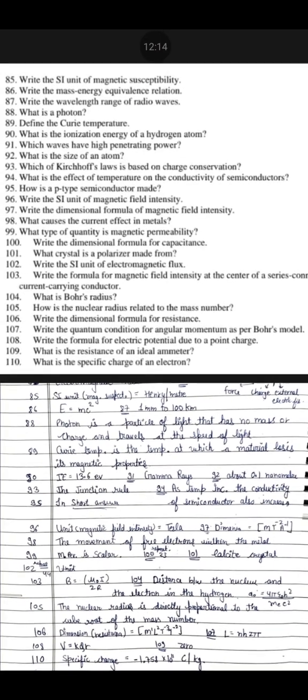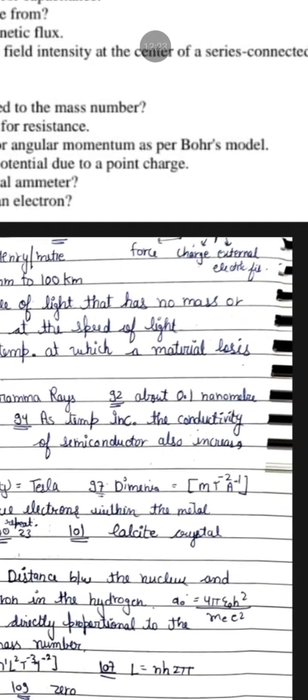Formula of magnetic field intensity at the center of a loop, ये तो इसमें दिया है, B is equal to mu I upon 2r. What is Bohr's radius? Distance between the nucleus and the electron in the hydrogen atom. इसमें इसका फॉर्मूला भी मैंने मेंशन कर दिया है. How is the nuclear radius related to the mass number? The nuclear radius is directly proportional to the cube root of the mass number.